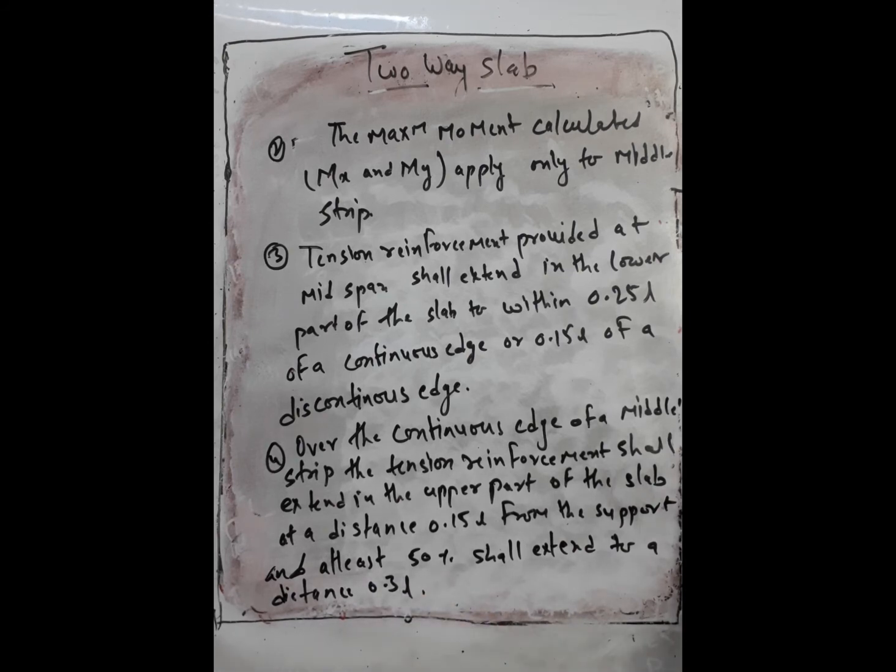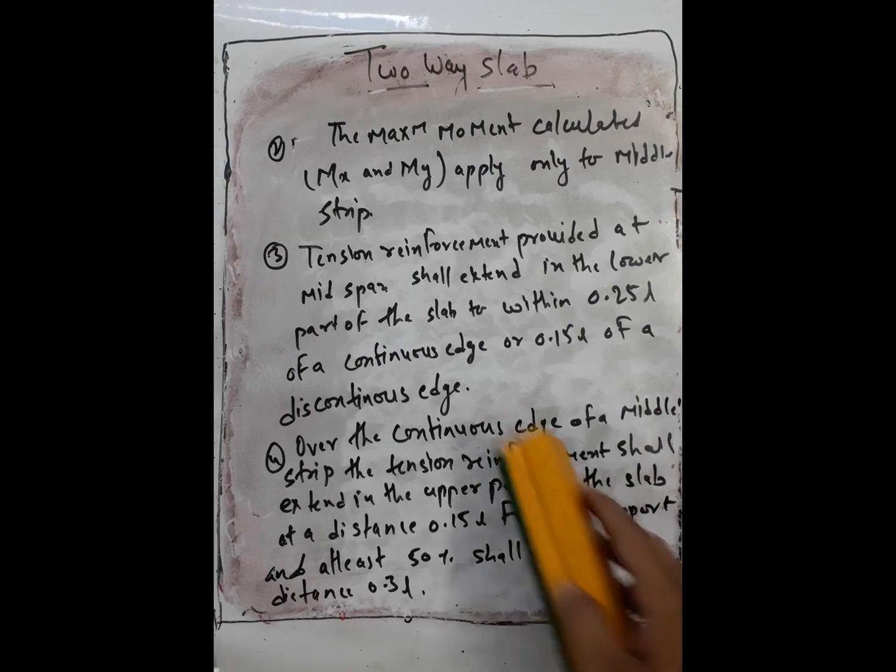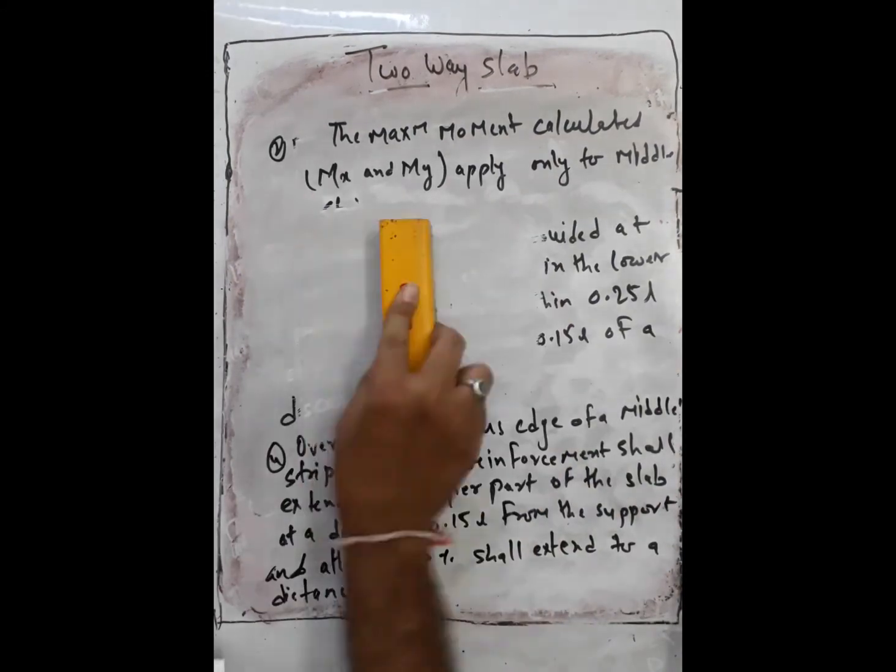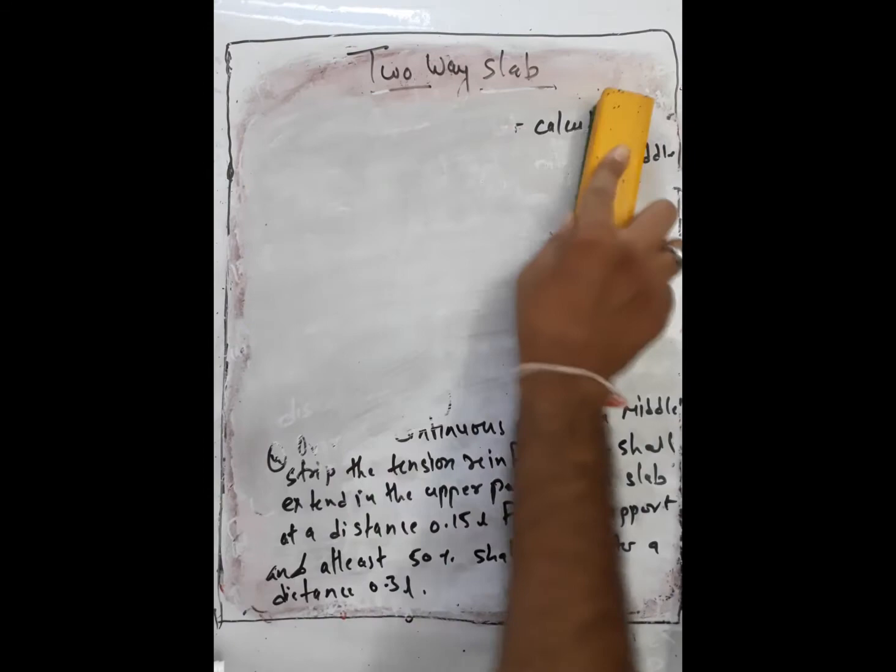Means if we design a restraint slab, we have some provisions given in IS 456-2000. These provisions are regarding the tension reinforcement which we have applied for torsion. Torsion reinforcement for a continuous end and the discontinuous edge we have taken at some distance, means we have to provide reinforcement at some distance. So these are the provisions given for that purpose. And the last provision is given.